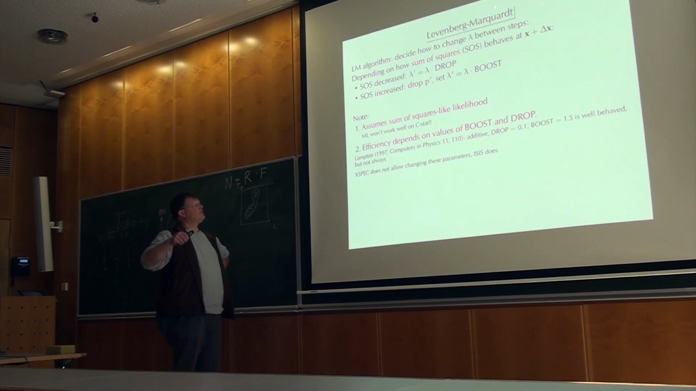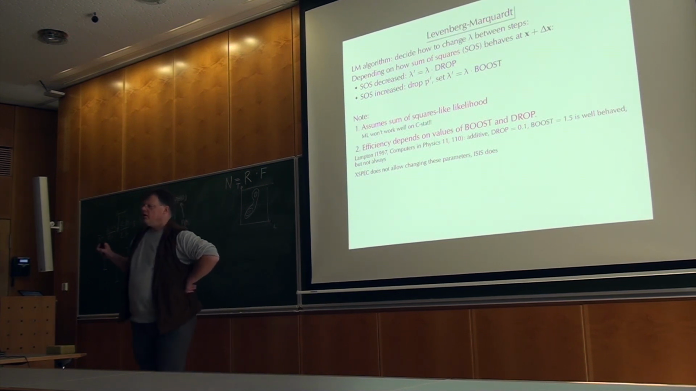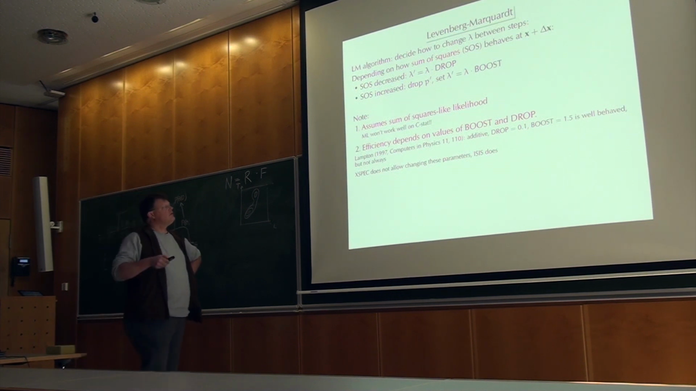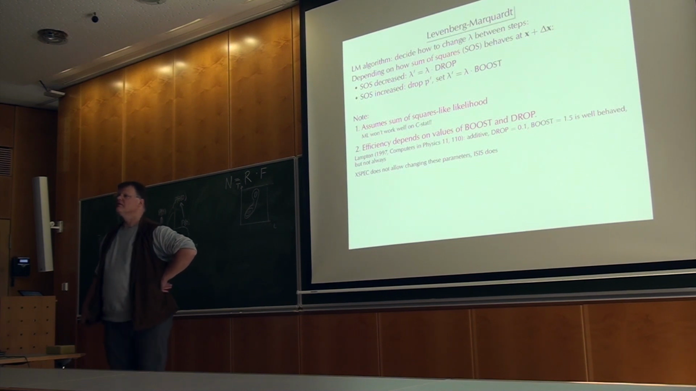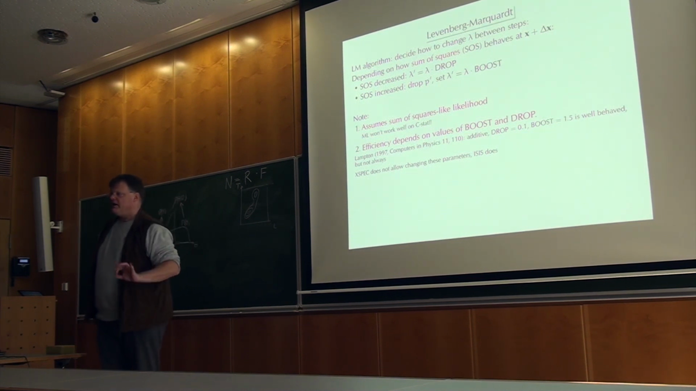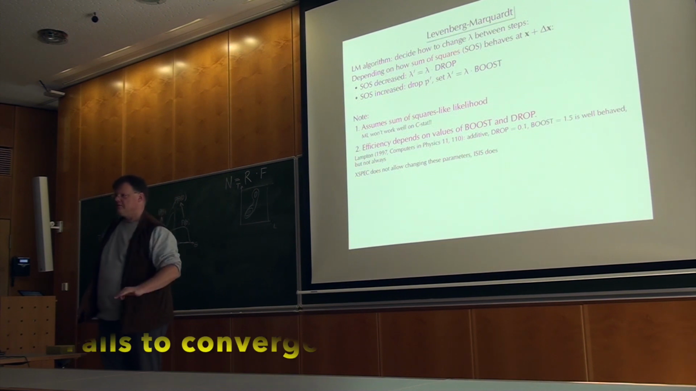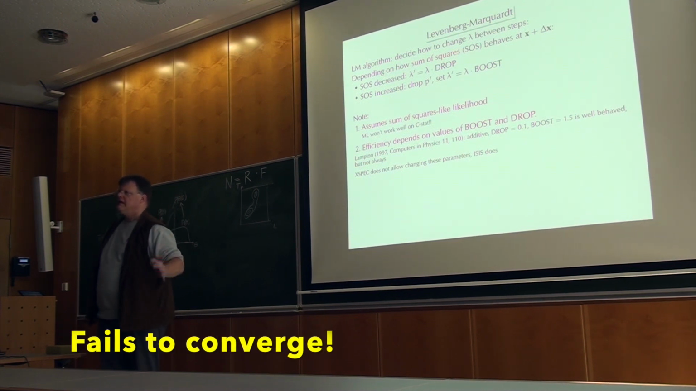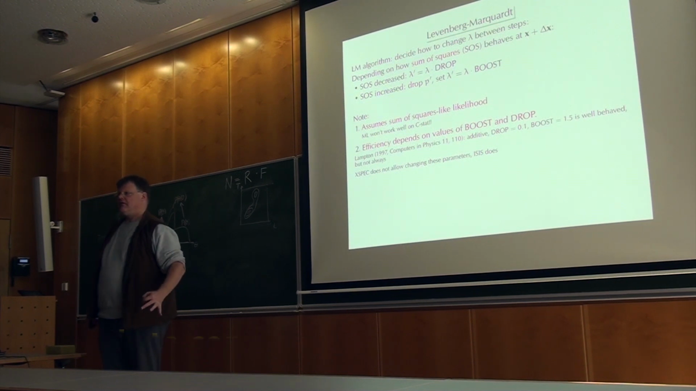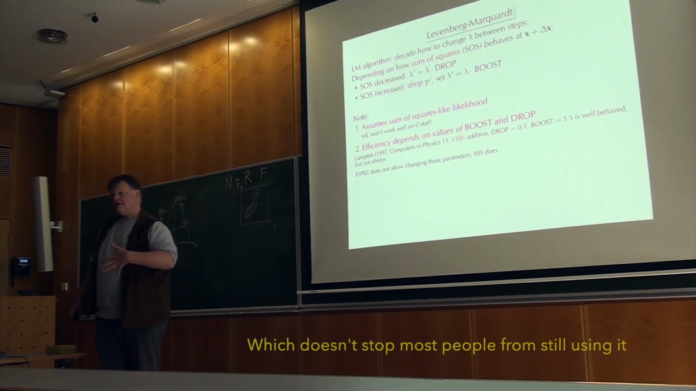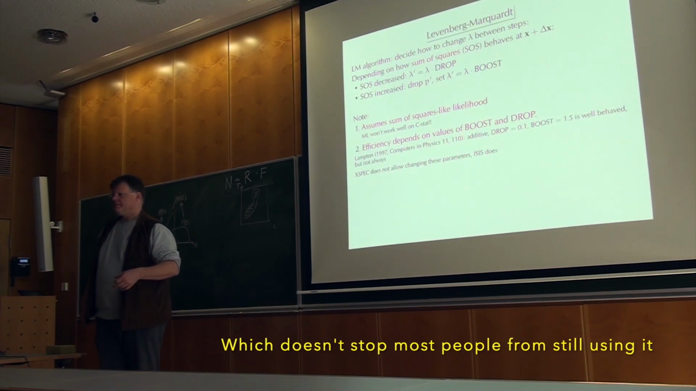In principle, this method works very well whenever you have a function, a fit statistic, that has squares in it. So something chi² like. One can prove that this method fails to converge or converges to the wrong place if you have a fit statistic that does not behave similar to a sum of squares. In other words, Levenberg-Marquardt is not guaranteed to converge whenever you use C-stat or M-stat. Okay? Which doesn't stop most people from still using it.